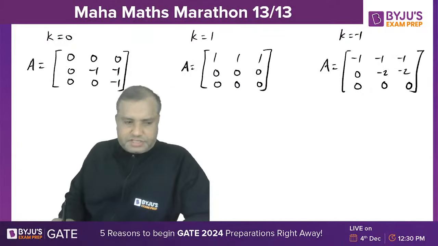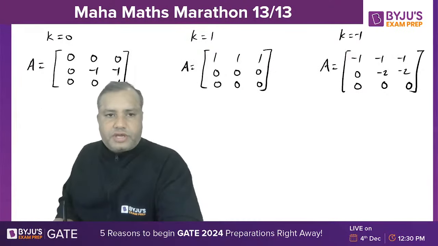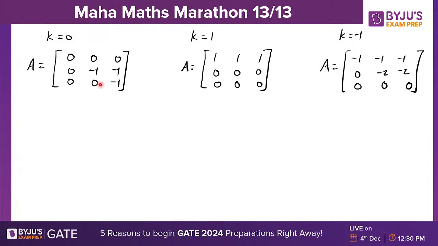Okay. So students, when you put K equal to 0, you are getting this matrix. What is the rank of this matrix? This can be easily converted into echelon form, right? I am just interchanging first and third row. R1 interchange with R3. 0 0 0 on the last row and 0 0 minus 1 as the first row and 0 minus 1 as the middle row.